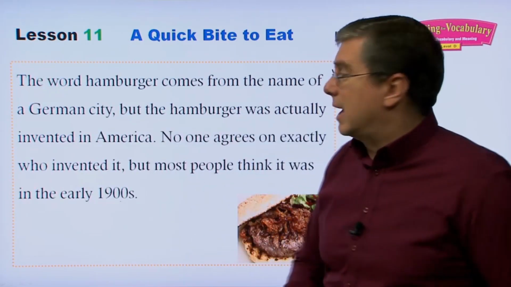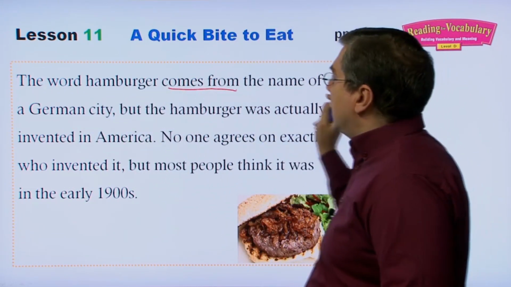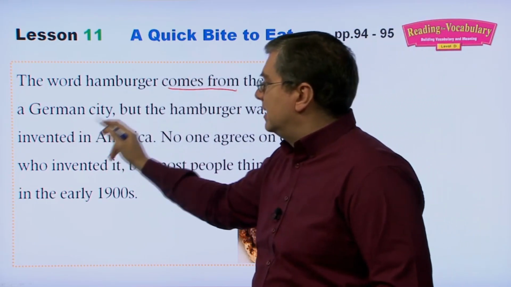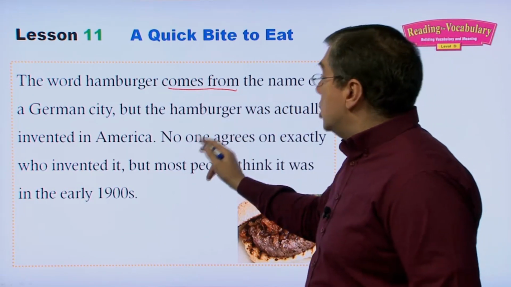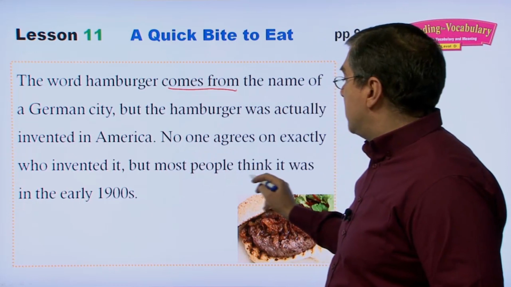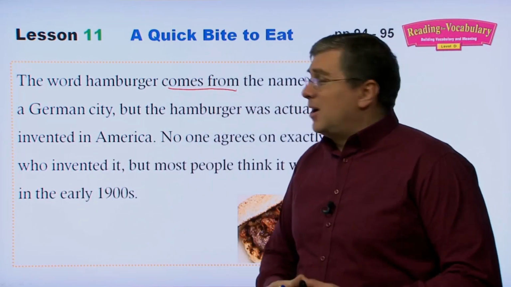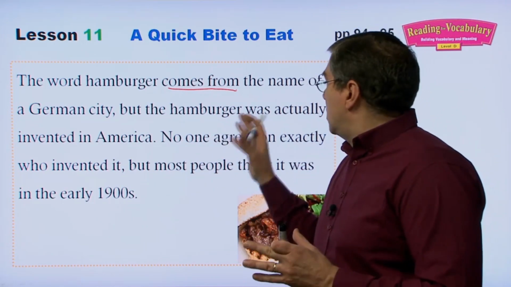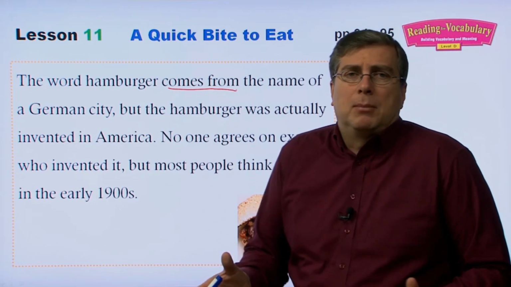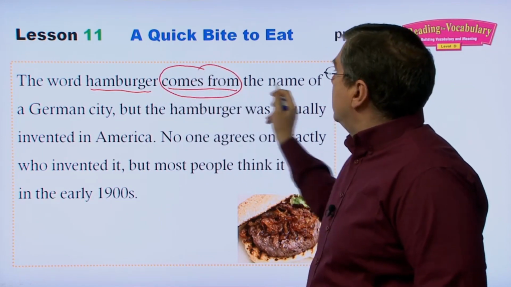Okay, next one. Why? Why is it true that way? Because the word hamburger comes from the name of a German city, but the hamburger was actually invented in America. No one agrees on exactly who invented it, but most people think it was in the early 1900s. Now, I don't know. Like it says, nobody knows, nobody agrees.